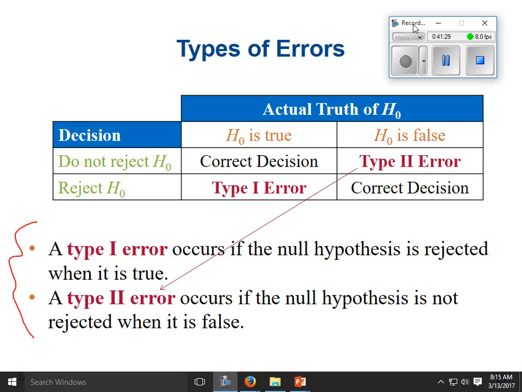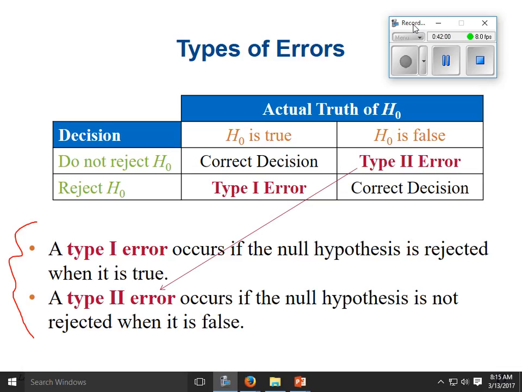The box is just telling us there's 4 different things that could happen. If the null hypothesis is true, and we say it's true, then we made a correct decision. If the null hypothesis isn't true, and we say it's true, then we made an error. Type 1 error.